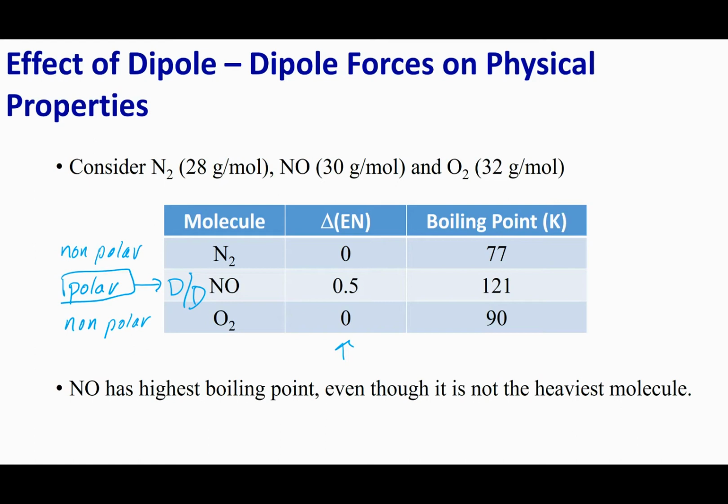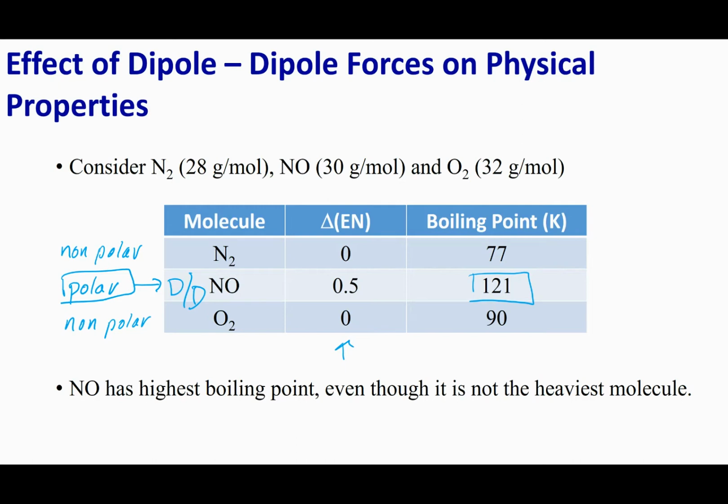Let's look at the boiling points of these three molecules. What you'll notice is the one with the highest boiling point is the one that has the dipole-dipole forces, or the more intermolecular forces. So this is the manifestation of having more intermolecular forces, meaning it has a higher boiling point.